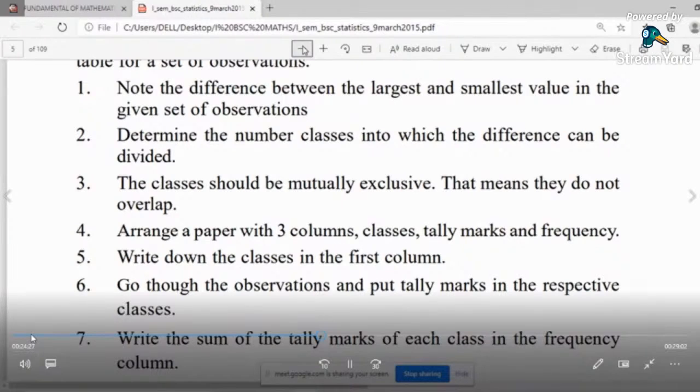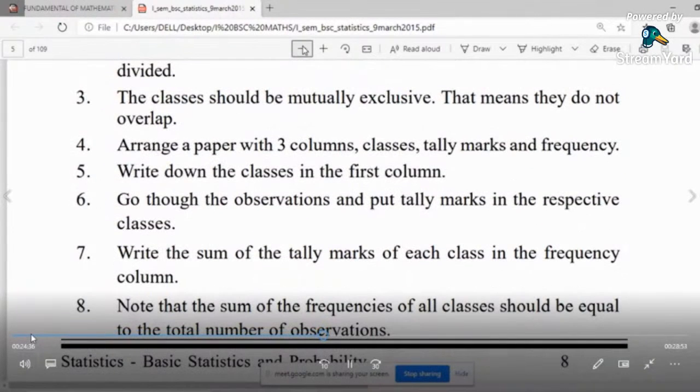Go through the observations and put a tally mark in the respective classes. Write the sum of tally marks of each class in the frequency column. The third column is the frequency column. You put the sum. Okay.